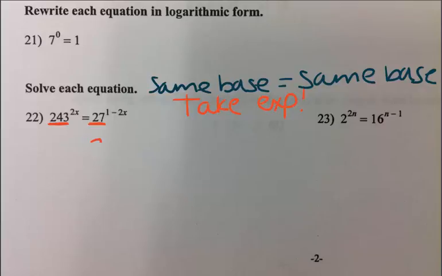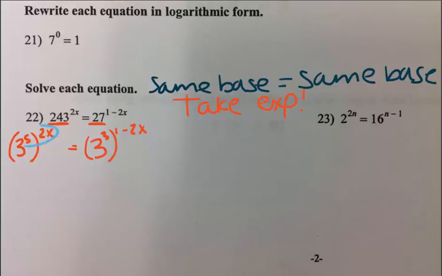27 is one that sticks out to me. I know that 27 is 3 cubed. So instead of 27 to the 1 minus 2x, how about 3 cubed to the 1 minus 2x? Well, if I try it and test it out, 3 to the 5th is 243, something I can just figure out on my calculator. Okay? And it's also to the 2x.